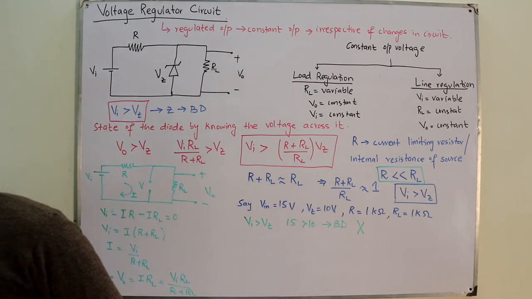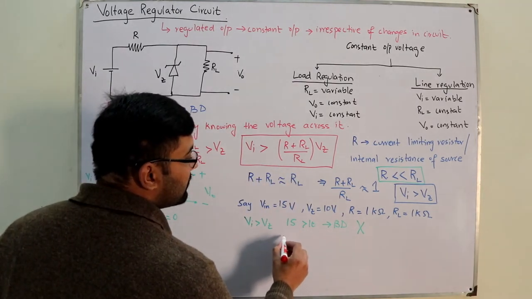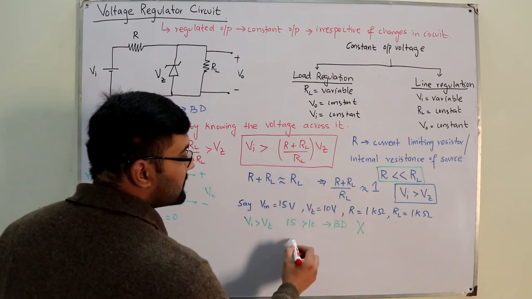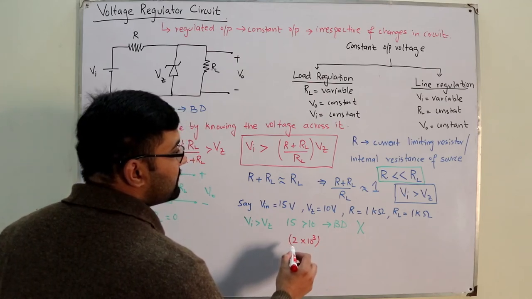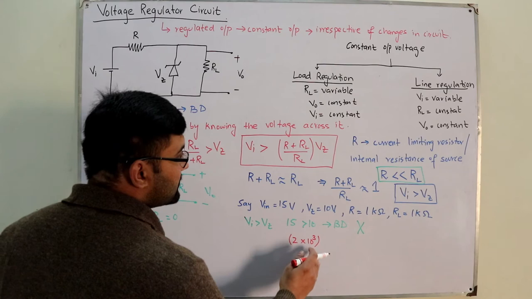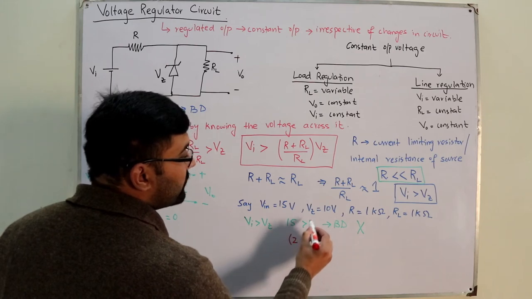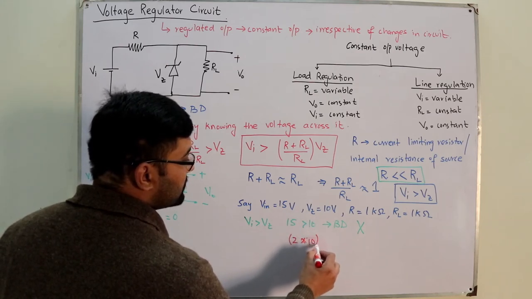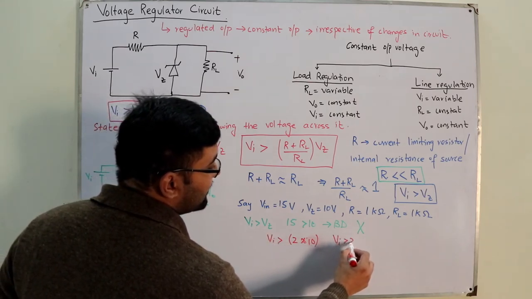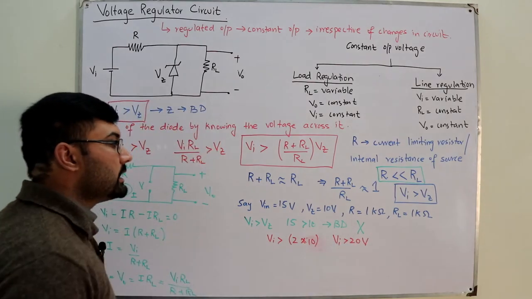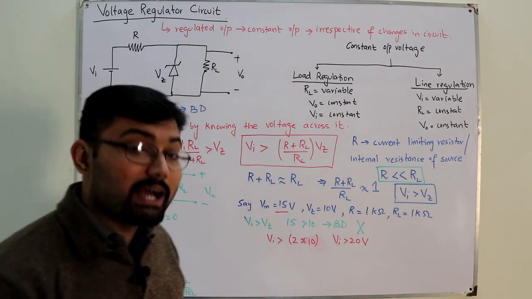And what happens over here is, you have to use the basic formula, which means R plus RL, which means 1 plus 1 would be 2 kilo ohms, divided by 1 kilo ohm. So you get 2, kilo gets out, and that's multiplied by the VZ, which is 10 volts. So the input voltage should be greater than 20 volts in order for the Zener diode to break down. And over here, have a look, the input voltage is 15 volts, which means that the Zener diode has not broken down.